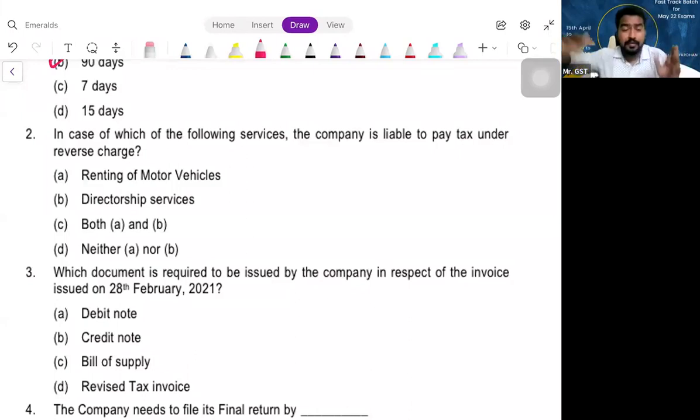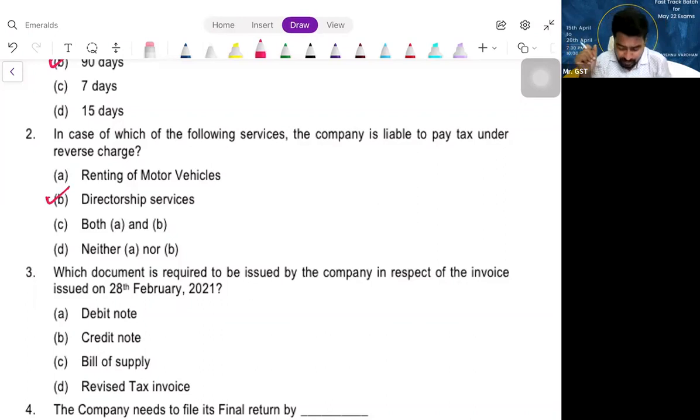Okay, fine. And if you remember, for renting of motor vehicles under RCM, there is one more important point there: blocked credit. What is the nature of the service? Renting of motor vehicle where the cost of fuel is included. So the cost of fuel should be included, yes or no? Yes, sir. Then what is the answer? Directorship services.